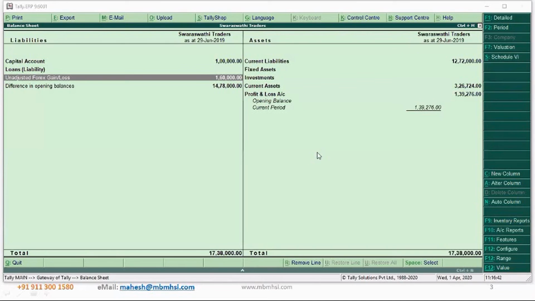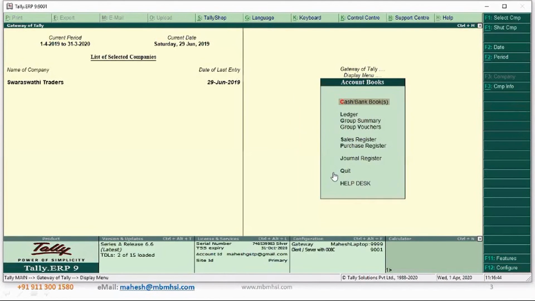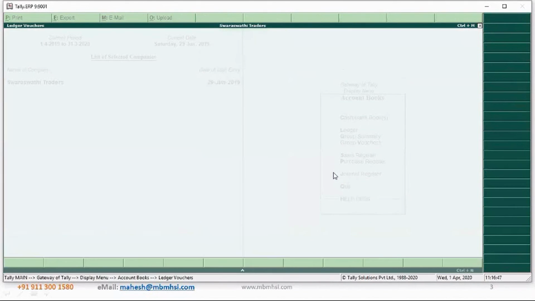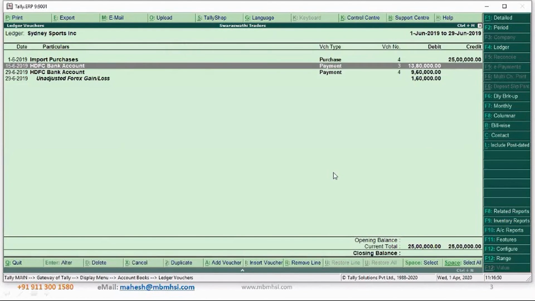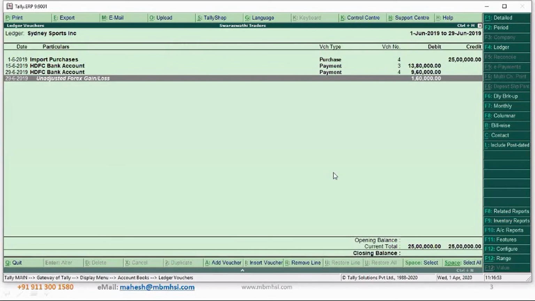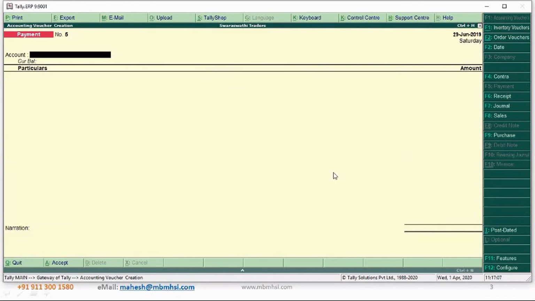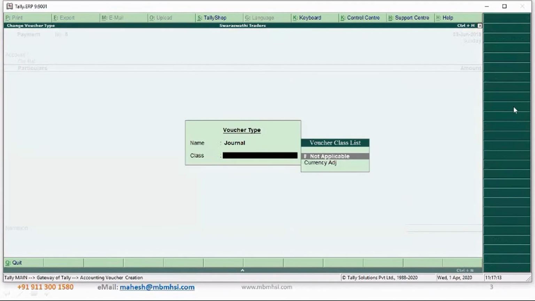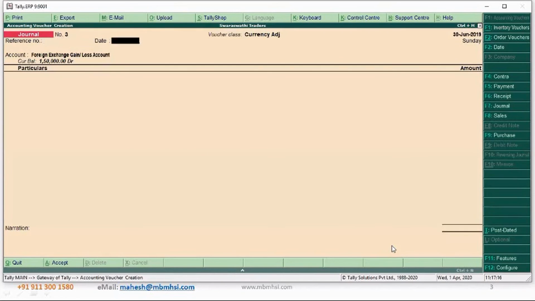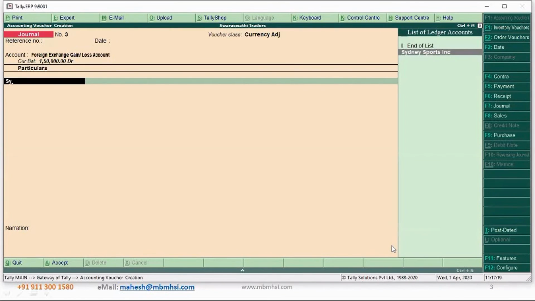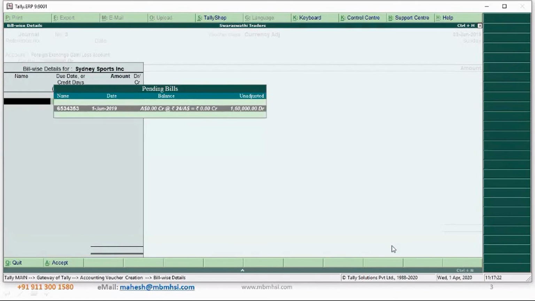Now if you go to party, display, accounts book, ledger, Sydney Sports Inc., this is what it is showing, 1.6 lakhs. What Tally is showing is an automated figure, so you need to adjust this transaction. To do the adjustment, we go on the last day of the month, most of the time, to journal entry, currency adjustment. Who is the party? Sydney Sports Inc. Now it is showing one bill.